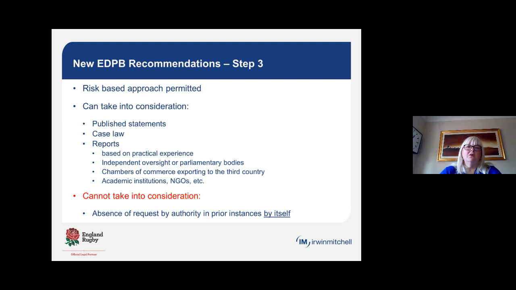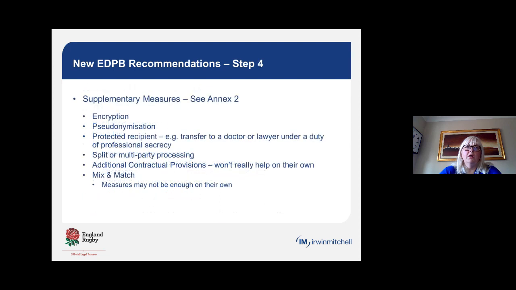In terms of moving on to the next slide and having a look at step 4, if you have decided that you have got a problematic jurisdiction and practice isn't helping you, and you can't really hand on heart say that there isn't a risk, then essentially what you've got to have a look at are the supplementary measures in step 4. And it's useful because in Annex 2, it gives you an idea of what the supplementary measures are in broad terms, and I've put a list on the slide.